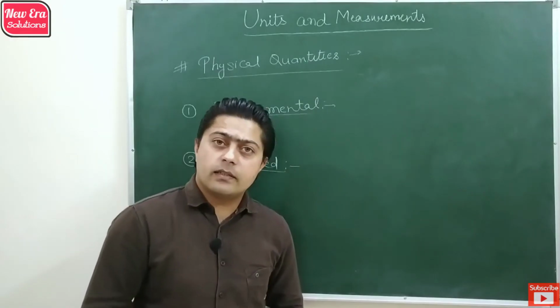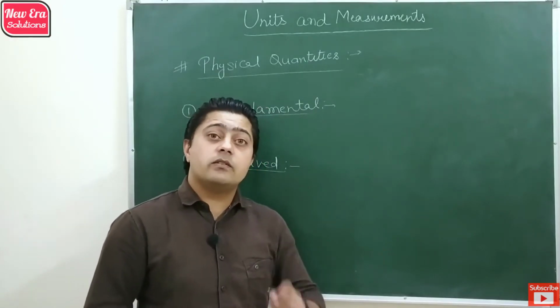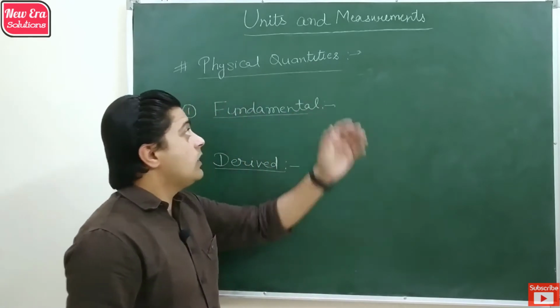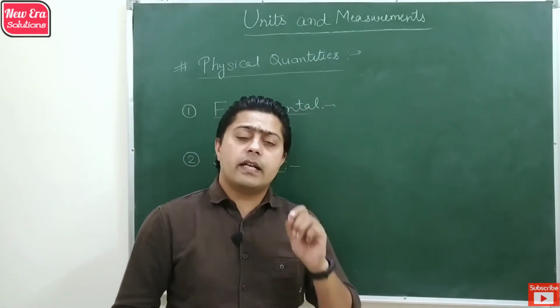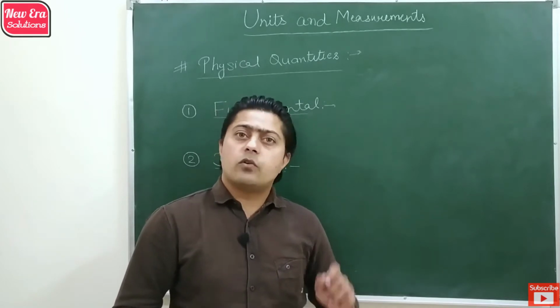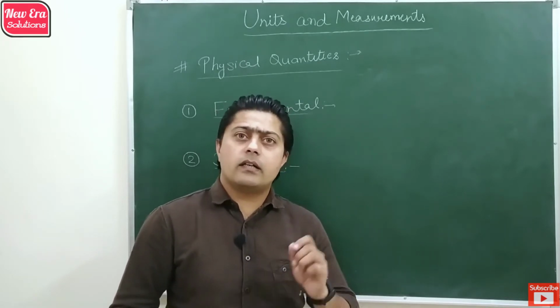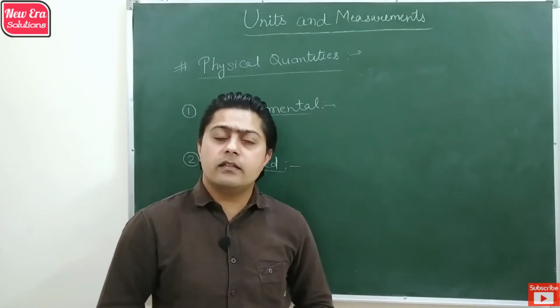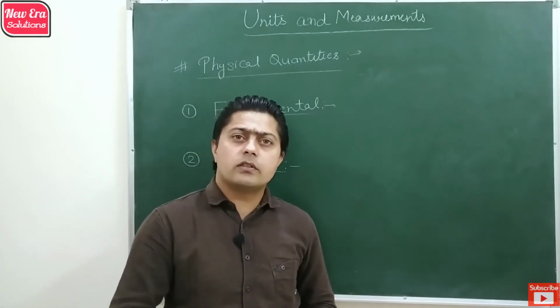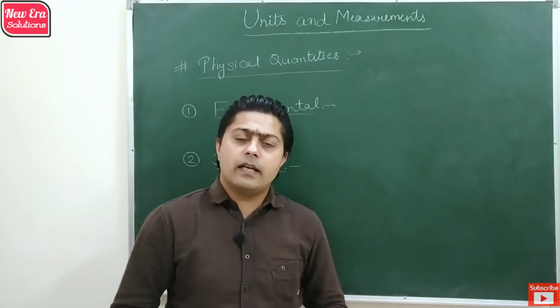So the very first term we are going to study in this chapter is physical quantities. Physical quantities are those quantities which can be measured directly or indirectly. So anything that can be measured by a device, a formula or anything is considered a physical quantity, like temperature, time, speed, distance, etc.